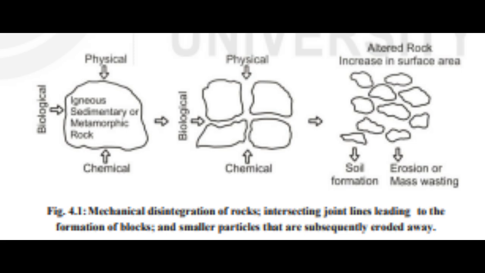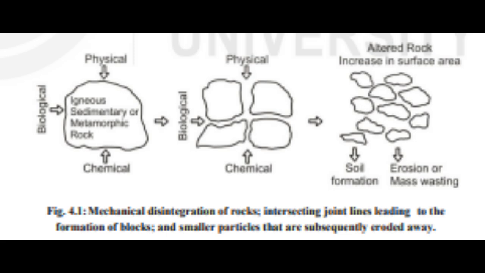Now, we will study the types of weathering. Primarily, weathering is of three types: A. Physical or mechanical, B. Chemical, and C. Biological. 4.2.1 Physical or mechanical weathering.